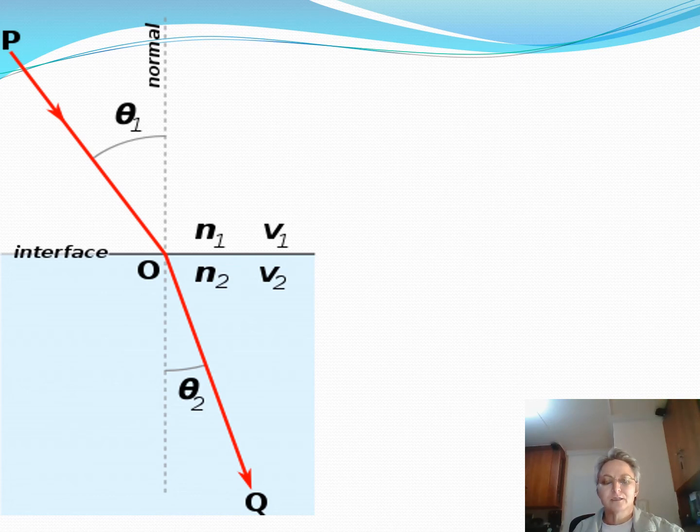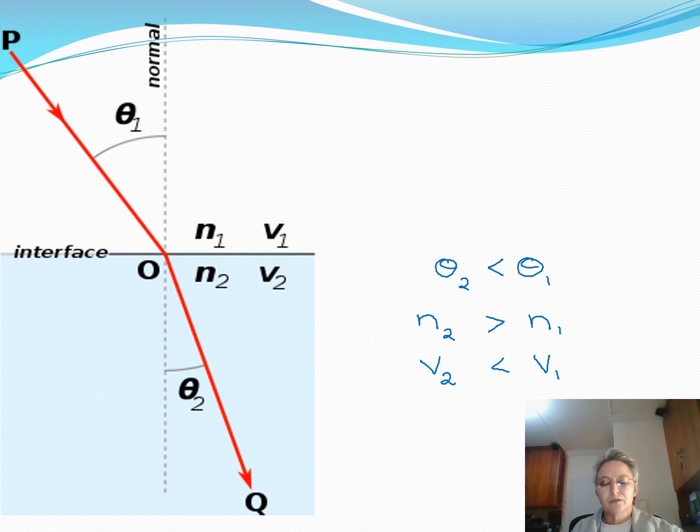Now here you can see that theta 2 is smaller than theta 1. That tells me that N2 is greater than N1. The optical density of the second medium is higher than that of the first medium. So V2 will be less than V1. The speed of light in the second medium will be smaller than the speed of light in the first medium.